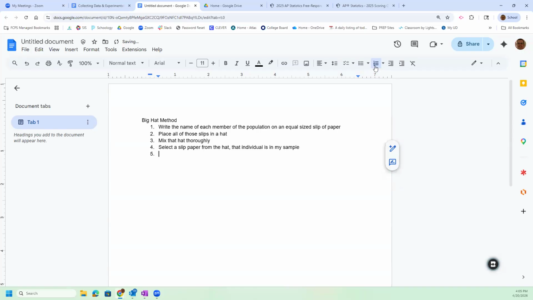I am going to then place the paper to the side. I'm going to repeat the process until I meet my sample number. So if I put 100 names in the hat and I needed 10, I'm going to pick out 10 pieces of paper from the hat, and those are the 10 people who are going to be in my sample. That is a random process. Everybody had an equal chance of being selected.